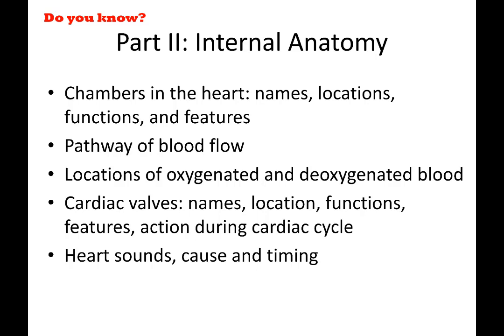You should know the pathway of blood flow through the heart, through the lungs, and then back to the other side of the heart. Which side of the heart has oxygenated blood? Which side of the heart has deoxygenated blood? You should know about the valves. We have the two different types of valves, 4 in total. We have 2 atrioventricular valves, one on the right and left sides. You should know all of the names for each of those valves. We also have 2 semilunar valves, a pulmonary semilunar valve and an aortic semilunar valve. And you should know their action during the cardiac cycle. This will make more sense, and we'll put these together when we do the cardiac cycle lecture.